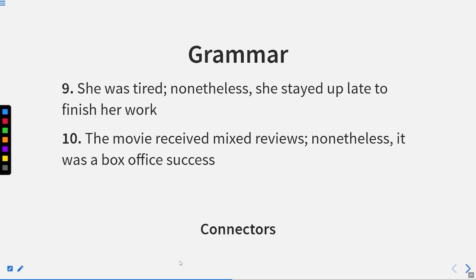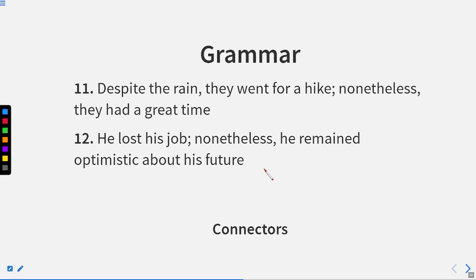She was tired. Nonetheless, she stayed up late to finish her work. So, though she was tired, yet she stayed up late to finish the work. The movie received mixed reviews. Nonetheless, it was a box office success. So this is how we can use "nonetheless".